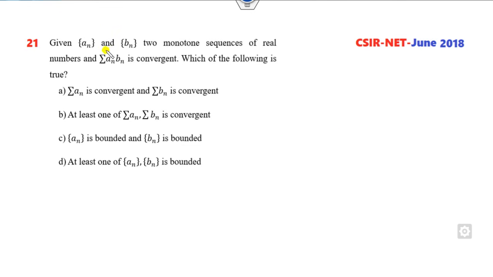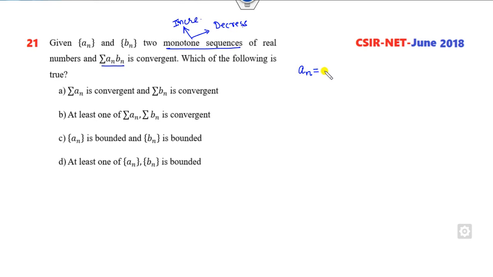The given statement is: An and Bn are two monotonic sequences. The meaning of monotonic is that it is either increasing or decreasing. It is not given which, so you can consider any sequence which is either convergent or monotonic increasing or decreasing. But the condition is that the summation of An and Bn is convergent. Then is the series also convergent or not?